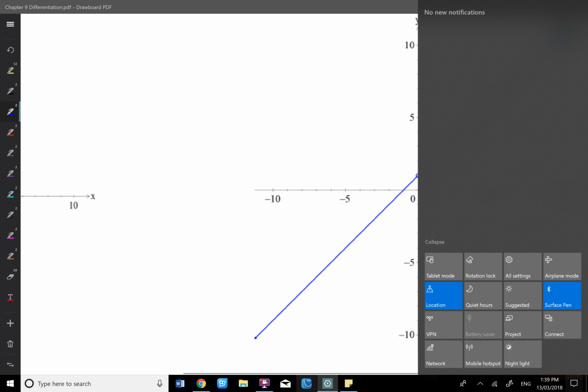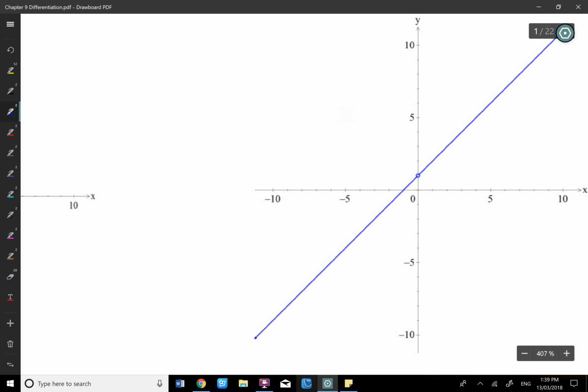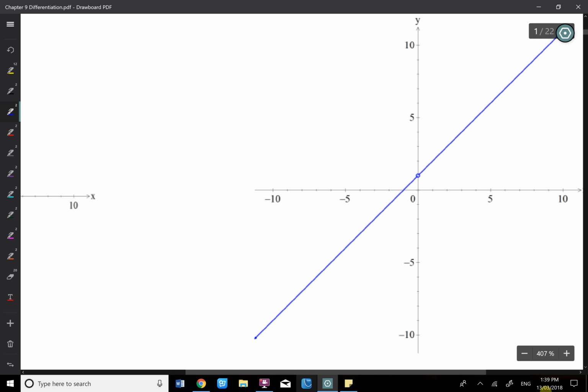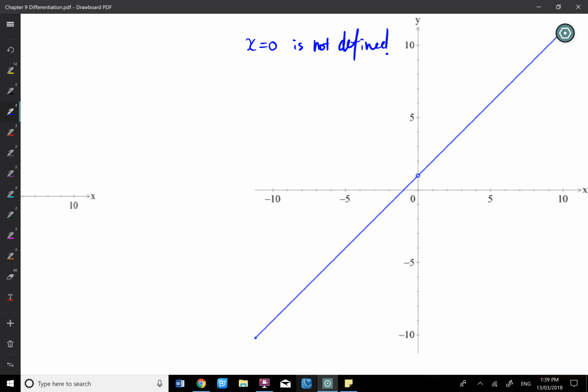Okay, let's have a look at the last one. Limit exists or not, defined or not first. No, x equals 0 is not defined because there's an open circle. Do you think the limit exists or not? Limit exists or not? Yes.